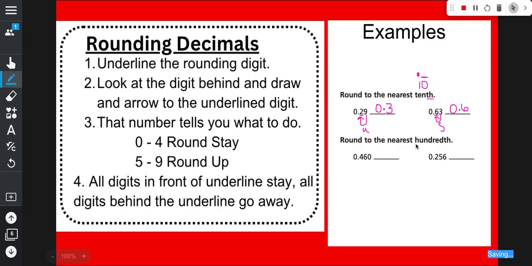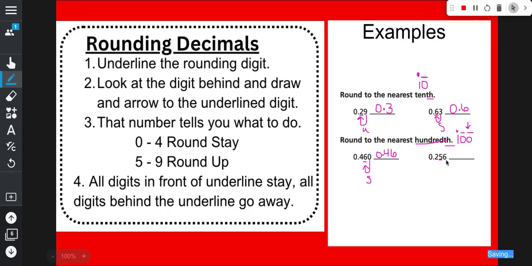The next one says to the nearest hundredth. And again, we got that TH. So if I write 100, the decimal is the 1. Each 0 is a place value. So now I'm in the second spot after the decimal. So the first one, it's the 6. The 0 tells it what to do. The 0 says you should stay. So it's 0 point, everything in front of it stays. 4, and the 6 is staying. And then everything after that underlined digit goes away.